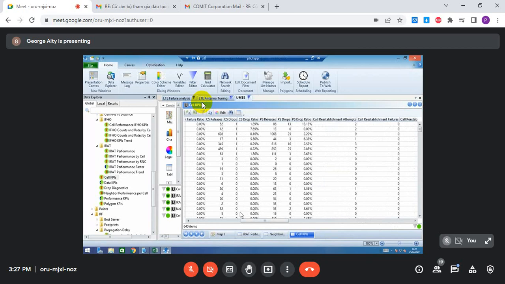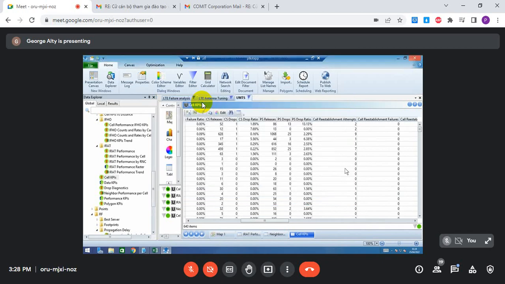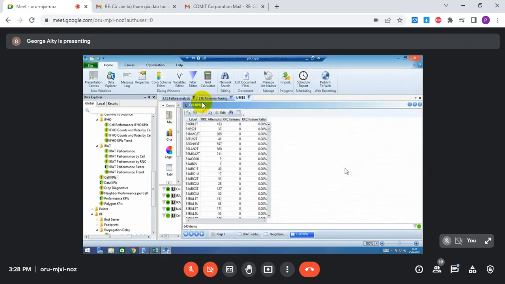When you're looking at a table with lots of information, one of the other things we can do is right-click the top of that, and we can choose columns. That way, we can reduce the visible set of columns to ones that we're interested in, and ignore the columns that, for the purpose of our investigation, we're not interested in. Okay, so I can clear all, pull in label, RRC attempts, RRC failures, failure ratio. Okay, run that. There we go. So that reduces the size of the table.